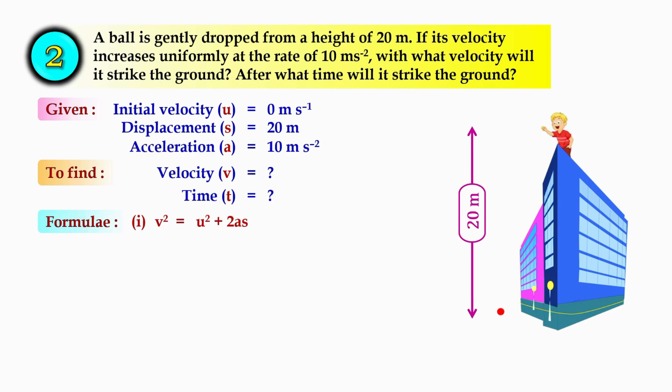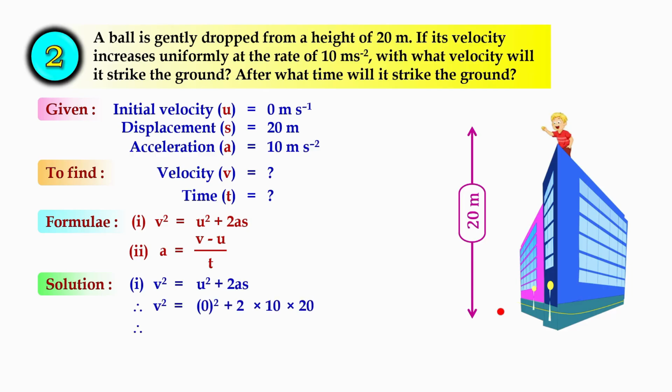Velocity squared equals initial velocity squared plus 2 multiplied by acceleration multiplied by displacement. Substituting the values, we get velocity squared equals 0 plus 2 multiplied by 10 multiplied by 20. So velocity squared becomes 400. Taking the square root, the velocity becomes 20 meters per second.